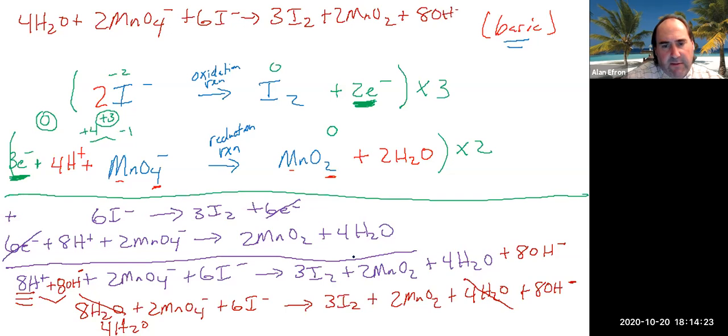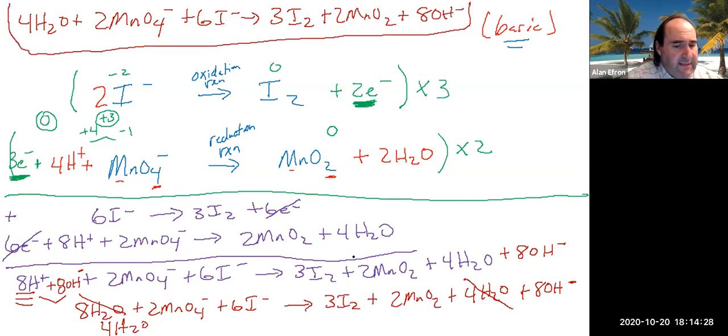Again here, we should have the same number of elements on each side, so still 8 hydrogens, also 12 oxygens on each side, 8 and 4. We have 2 Mn on both sides, 6 iodides on both sides. Overall charge on the left is -8. Overall charge on the right is -8. And it is balanced, both ways that it should be balanced in acidic or basic conditions.